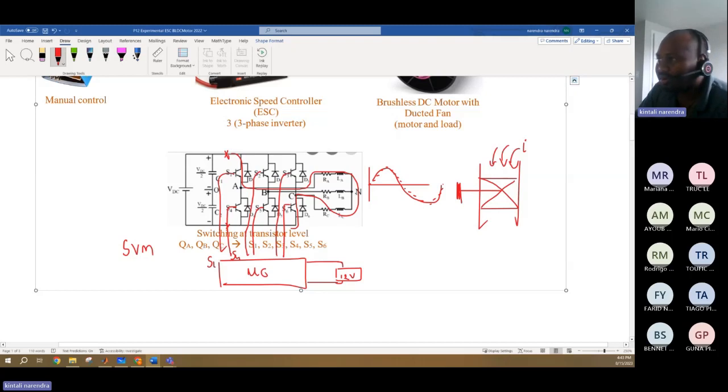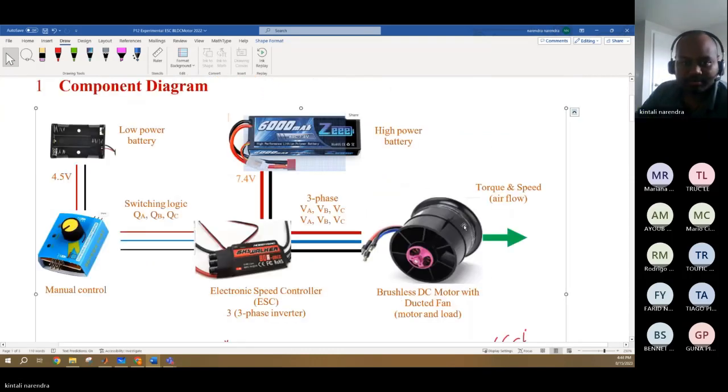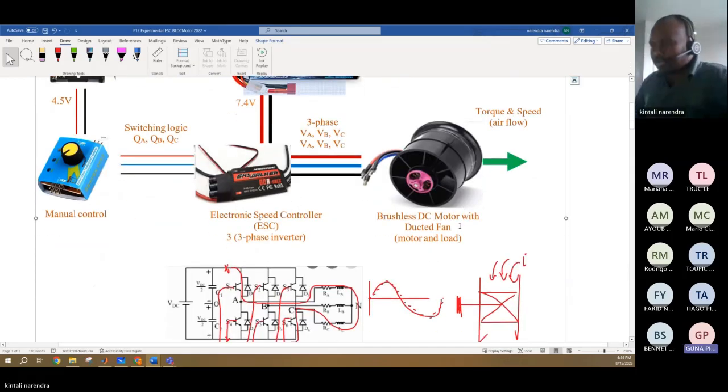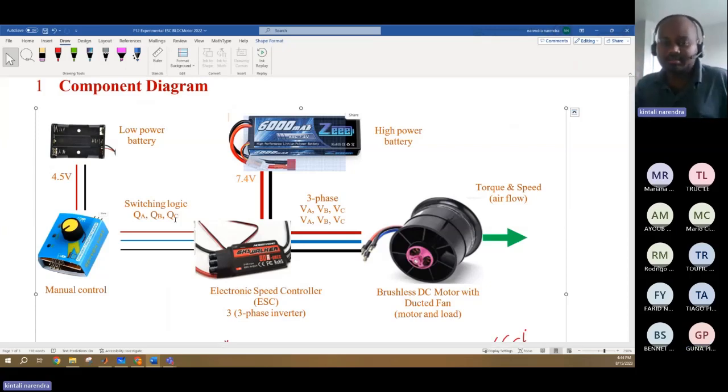This AC which we got from the inverter is provided to the motor. It's three phase. The DC power from the battery has no phase, it is just DC. But this switching transistor basically converts that into a three phase AC input. And we give it to the brushless DC motor.